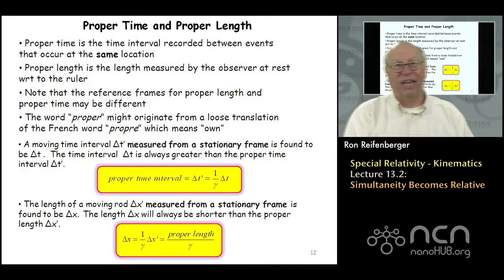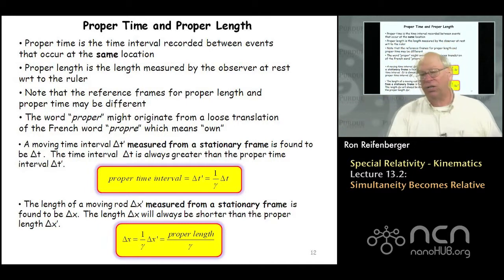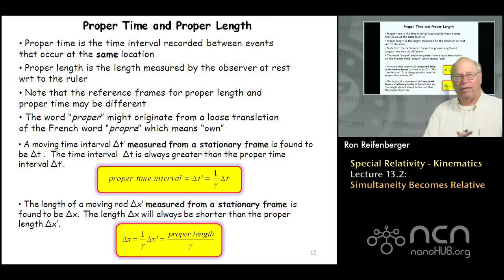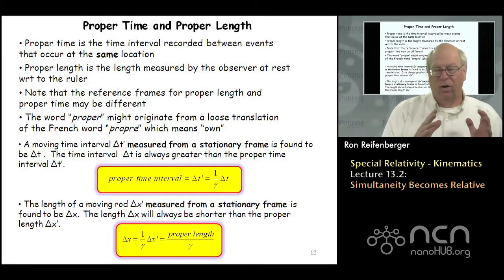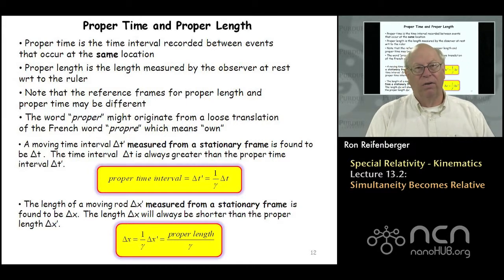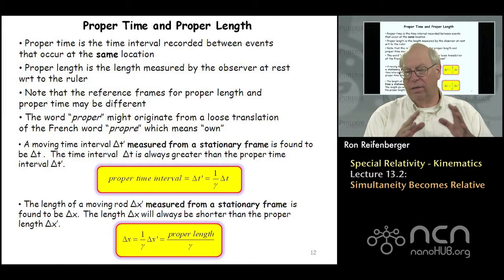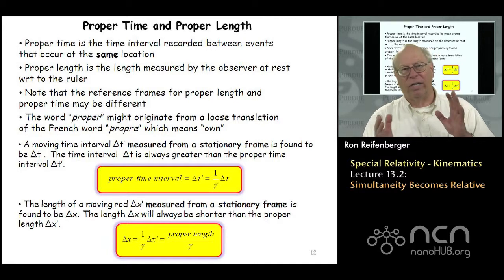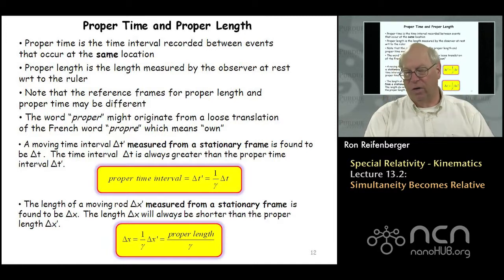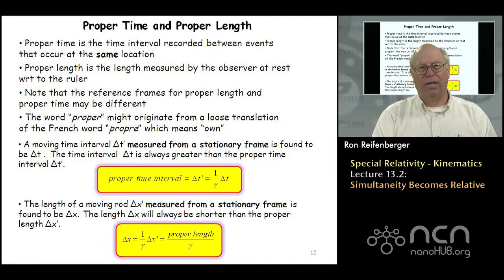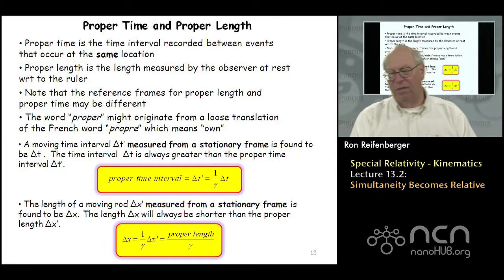To help sort things out, there's a definition called proper time and proper length, and it's important for you to know these words, because you'll see them in all the textbooks. Proper time is the time interval recorded between events that occur at the same location. So if you measure how long it takes for an event to occur, and that measurement is at exactly the same location, that's referred to as the proper time.